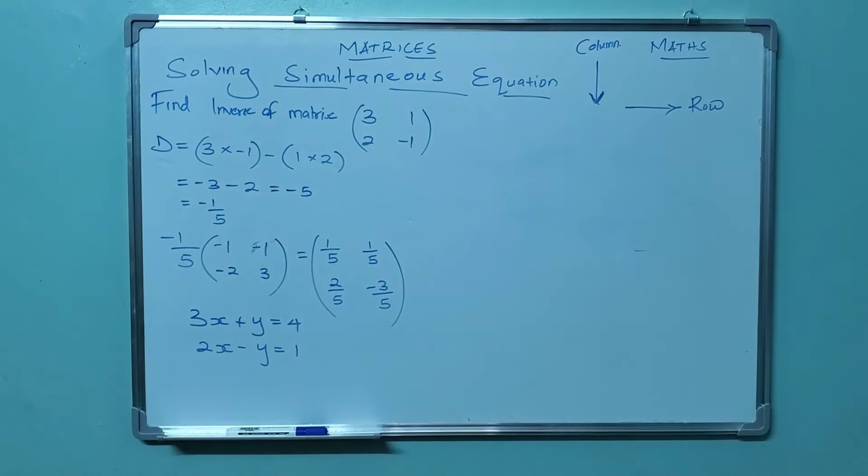So that is an example of a simultaneous equation. How are we going to solve it using the matrix method? Number one thing, you have to form a matrix from it. And for you to form a matrix, first of all, you're going to take the numbers.